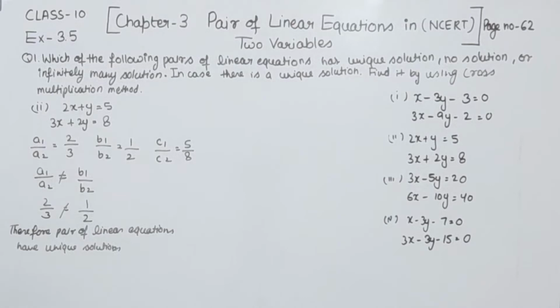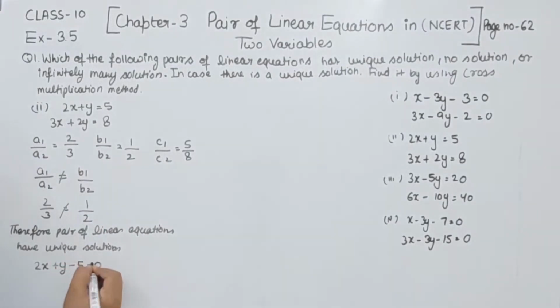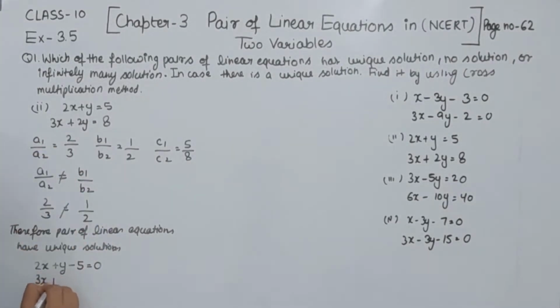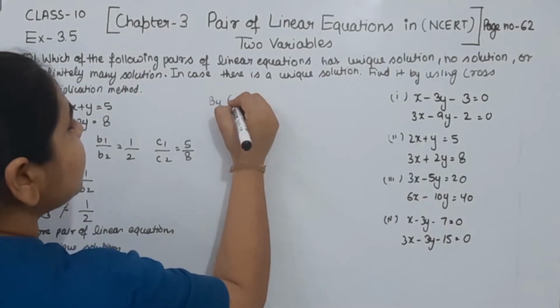Now I'm going to write the equations we have: 2x plus y. I'm going to transpose this 5 here. We have minus 5 is equal to 0. Here we have 3x plus 2y. We are going to transpose 8 from the right hand side to the left hand side. Now these are the equations we have. I'm going to solve them by the cross multiplication method.